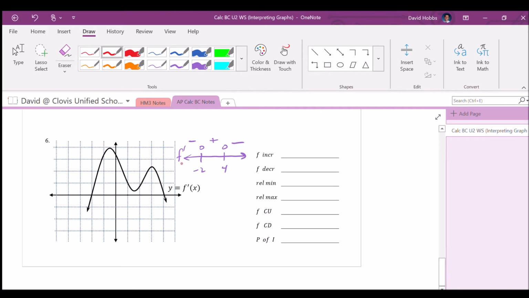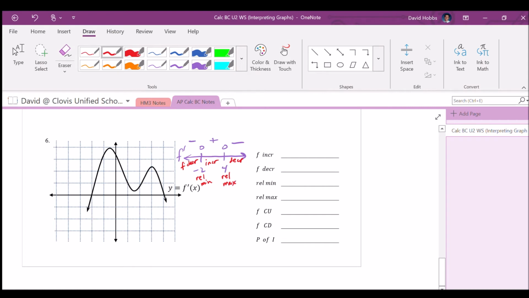So what does that tell us about the function f? Well, where the derivative is negative, it's decreasing. And where the derivative is positive, that's where the function is increasing. And so negative, positive, so this is a relative min at -2, and we have a relative max at 4.